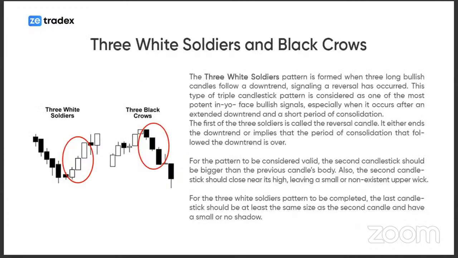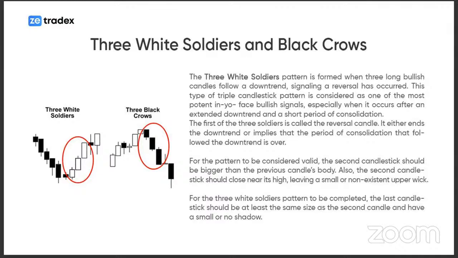We are talking now about the three white soldiers and the black crows. A very funny name to this, of course. Now, the three white soldiers, the pattern formed when three long bullish candles follow a downtrend. Right after a downtrend, you notice gradually three strong bullish candles start shooting up, signaling a reversal has occurred.